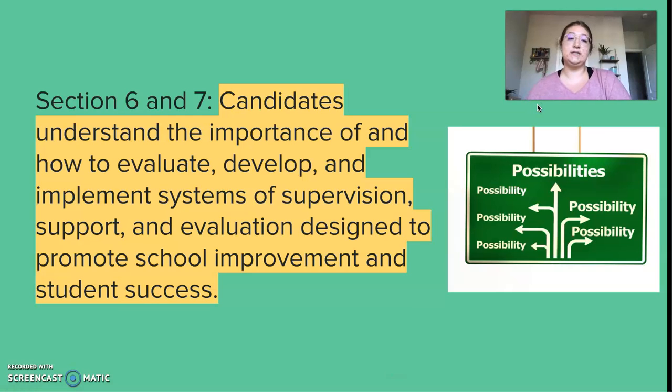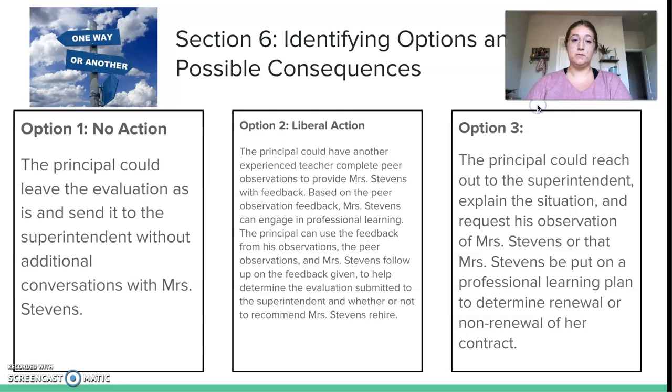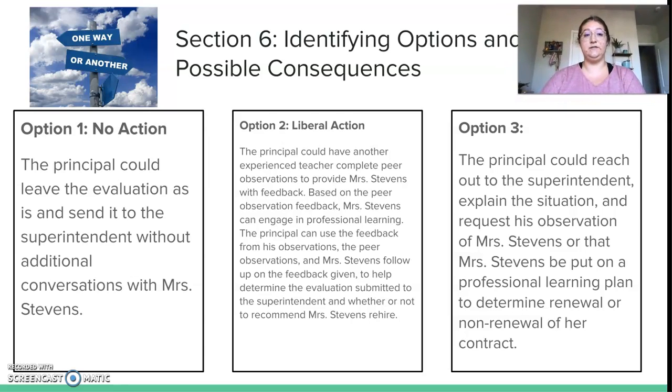So Section 6 and 7 focus around the standard part. Candidates understand the importance of how to evaluate, develop, and implement systems of supervision, support, and evaluation designed to promote school improvement and student success. So the three options that I identified, option 1 is no action, so the principal could leave the evaluation as is and send it to the superintendent without additional conversations with Mrs. Stevens.